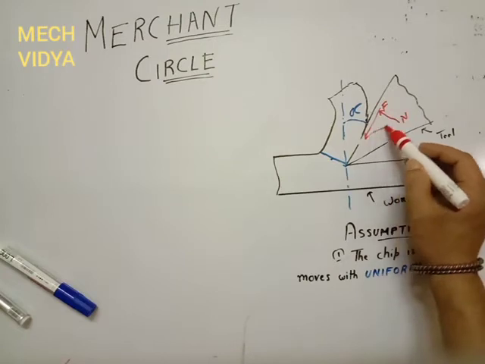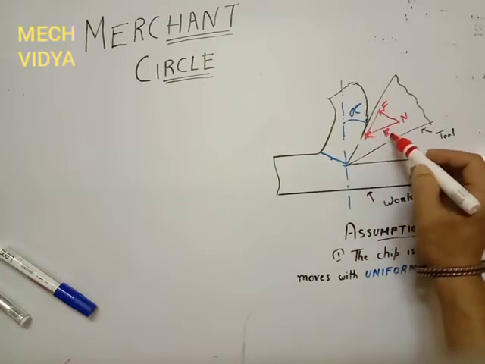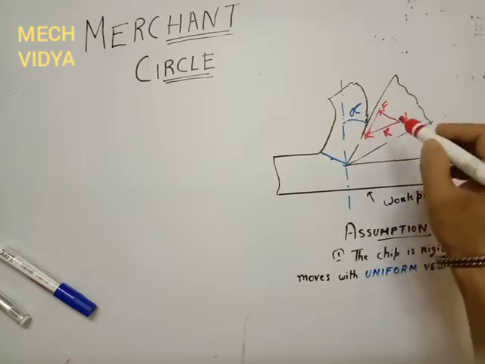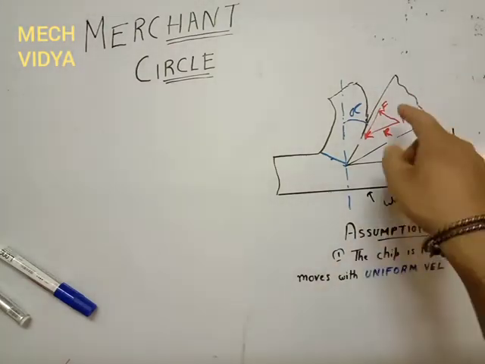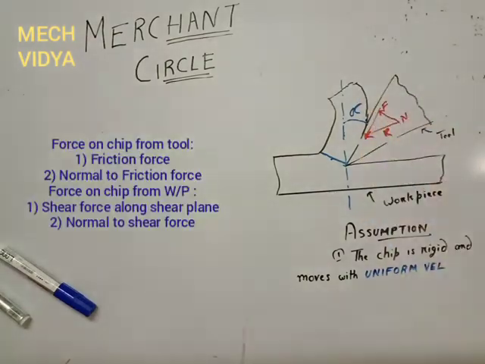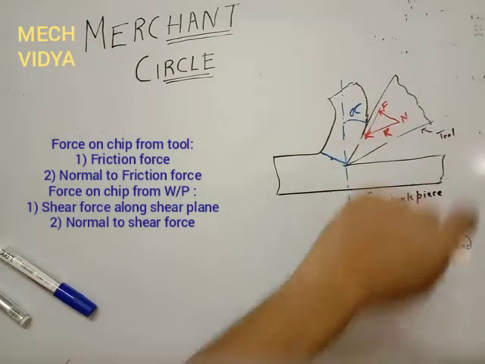And now if we draw a resultant here, R, this R is nothing but we have resolved this R into F and N. R is the total amount of force that is acting on the chip from the tool.